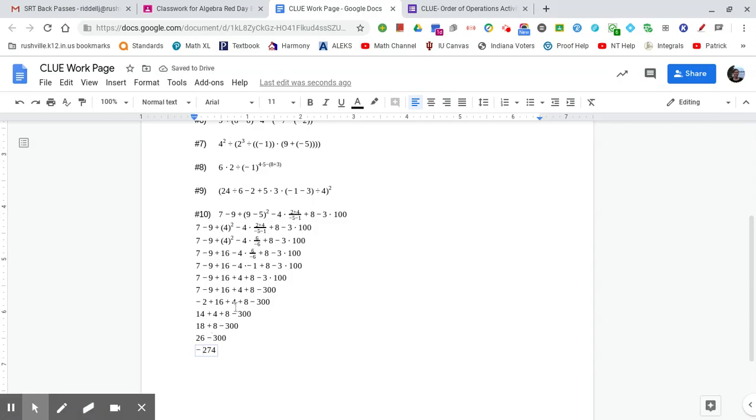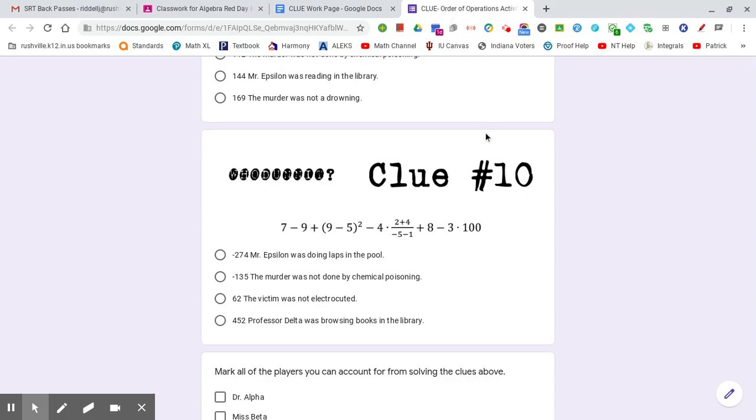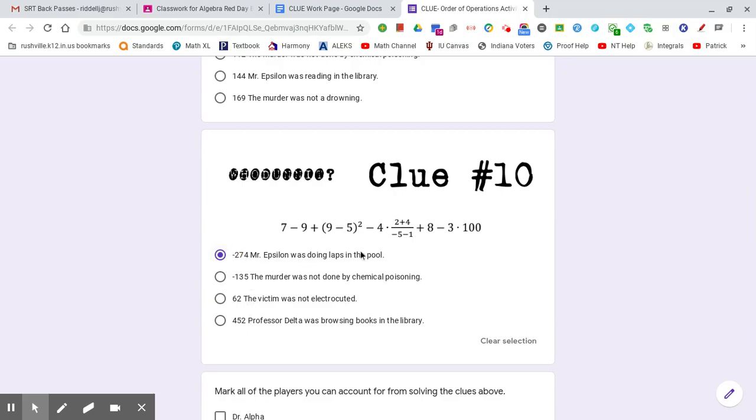All right, so now I have all of my work. Okay, and so that got me down to negative 274. So over here on the Google form, I see that clue number 10, these are my options: negative 274, negative 135, 62, or 452. All right, so negative 274 is what I got. So I'm going to mark that off.